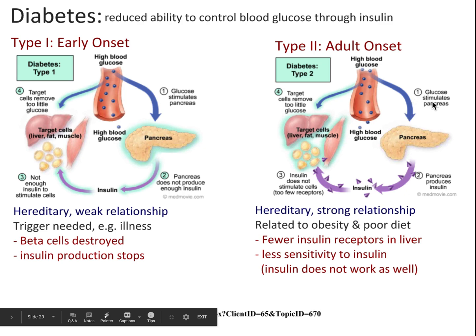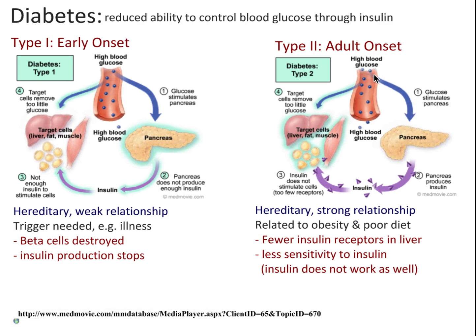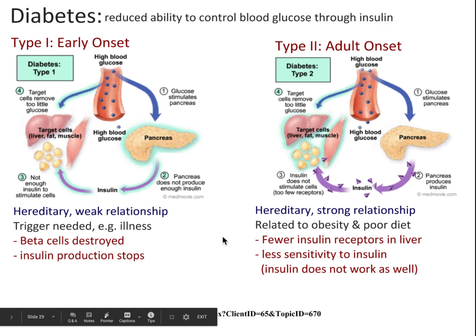What you're seeing here is you have high blood sugar levels. The glucose will stimulate the pancreas. The pancreas will produce insulin, but the insulin does not stimulate cells. So there's maybe too few receptors. So that means the liver does not take in any glucose from the bloodstream, and then it just stays very high. So remember, type 2 may not be benefiting from insulin injections where type 1 would.